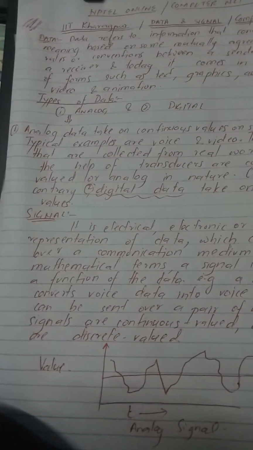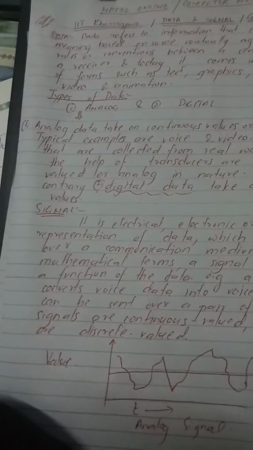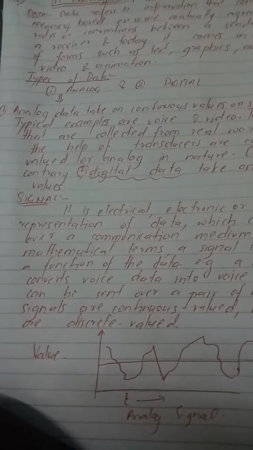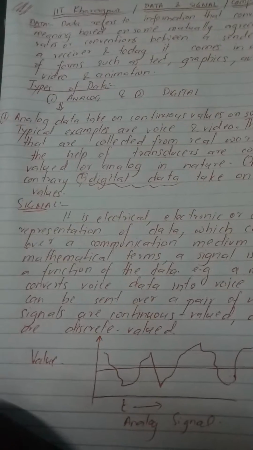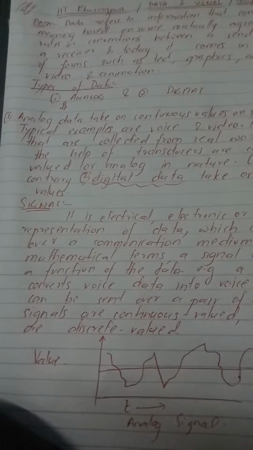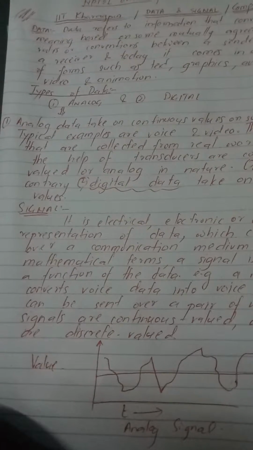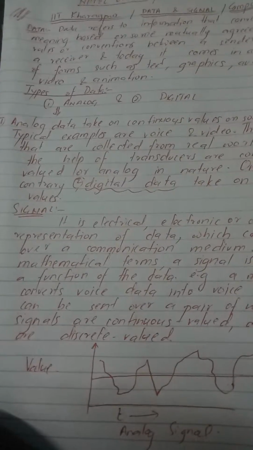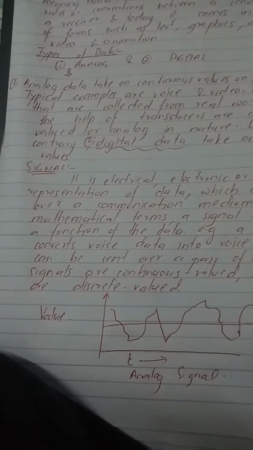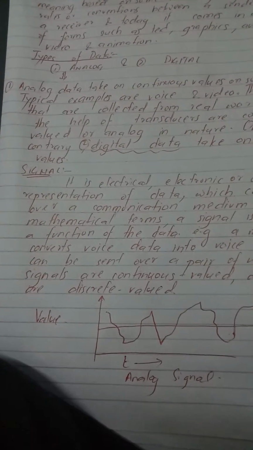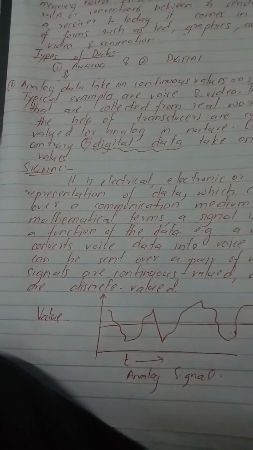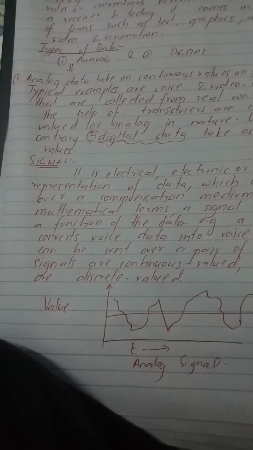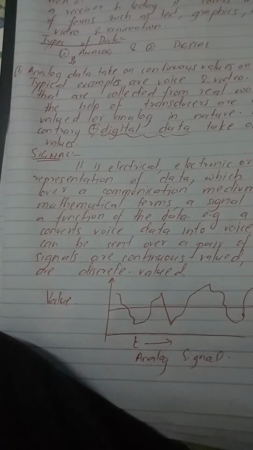Signal: it is an electrical, electronic, or optical representation of data which can be sent over a communication medium. Obviously, in this case, when we are sending it with the help of the broadband, that would be the communication medium. Stated in mathematical terms, a signal is merely a function of the data. For example, a microphone converts voice data into a voice signal, which can be sent over a pair of wires. Analog signals are continuous valued. Digital signals are discrete valued. That is the difference.